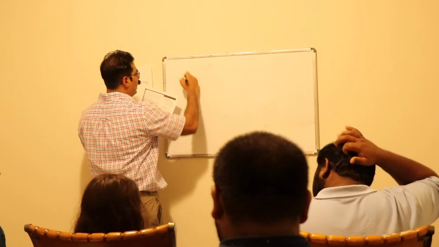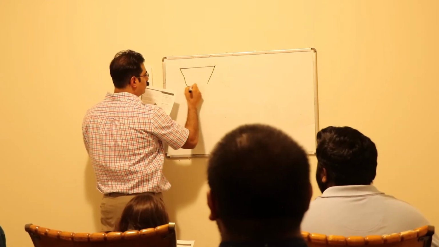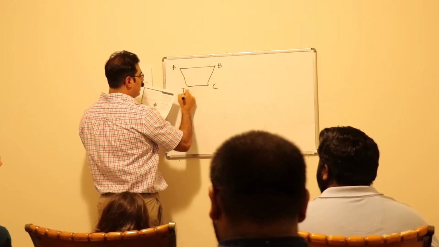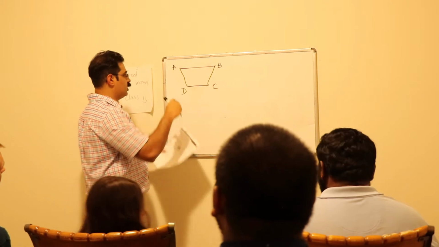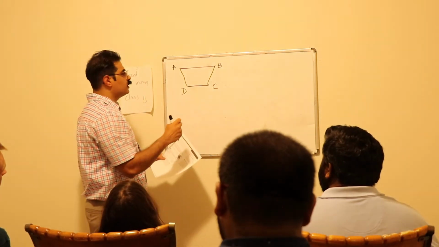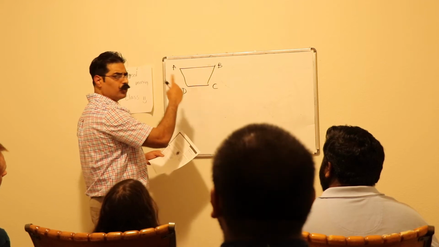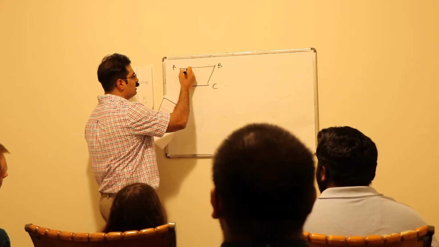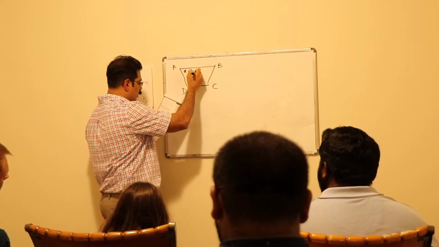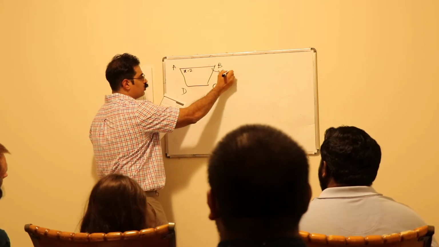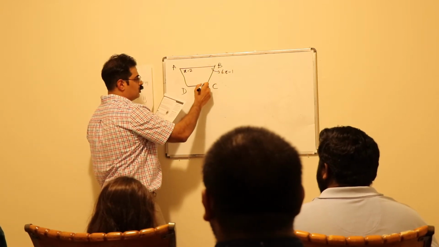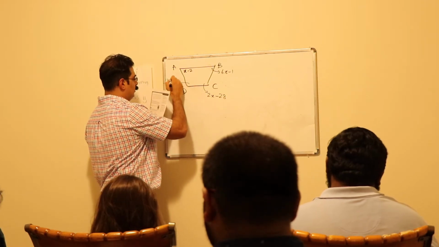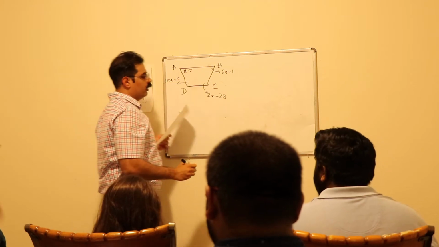So he has this quadrilateral. Label the sides A, B, C, D. And again, I think in your book the convention is they are naming these vertices counterclockwise. Yeah, it is usually done counterclockwise. So this is given as x minus 2. This is given as 6z minus 1. This is given as 2x minus 28. This is 10z plus 5. Okay. So what is he saying?